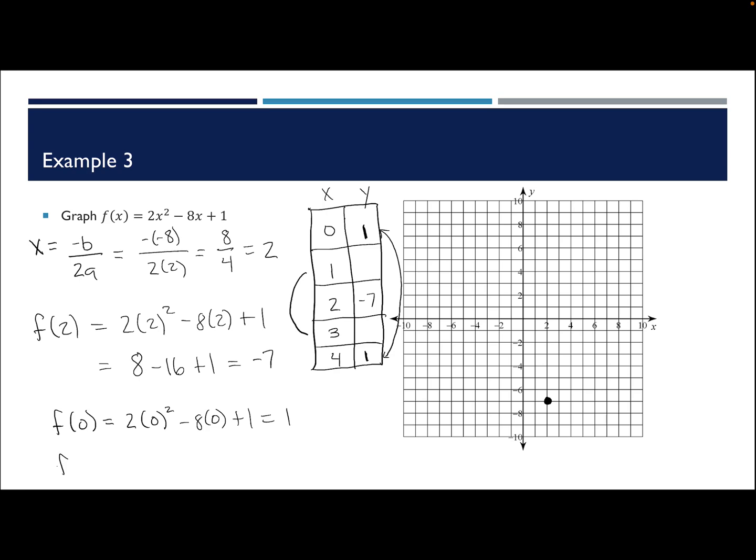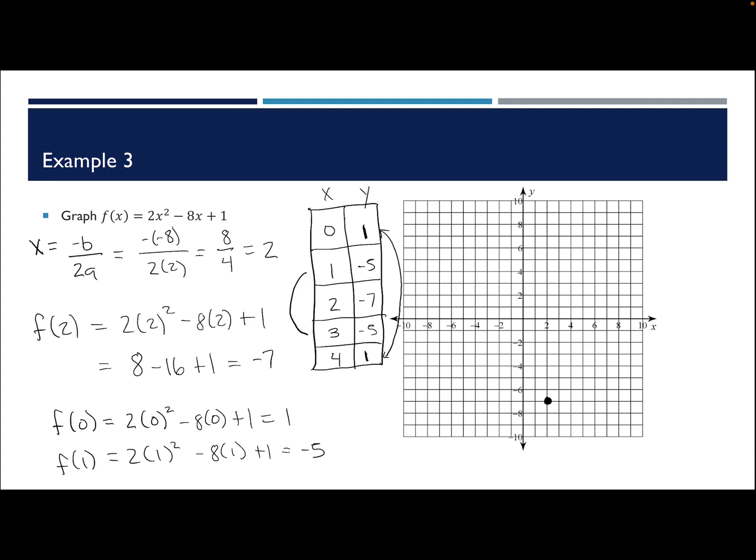And then for f of 1, we're going to get 2 times 1 squared minus 8 times 1 plus 1, which is 3 minus 8, which is negative 5. And so we get negative 5 here. And we're also going to get negative 5 for 3. So now we can graph our parabola.